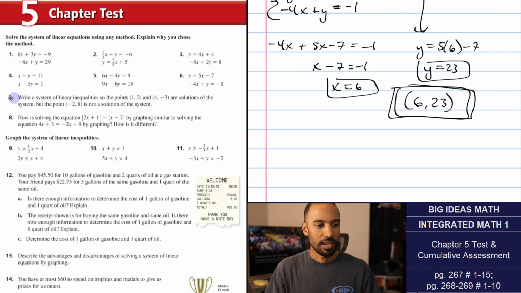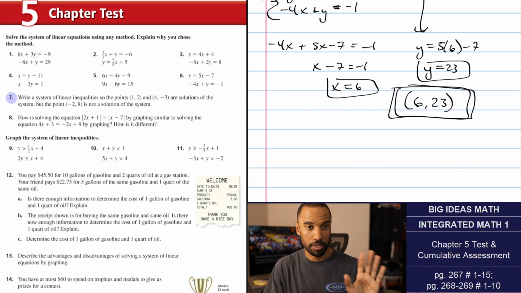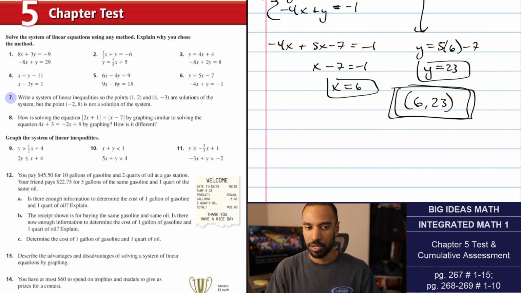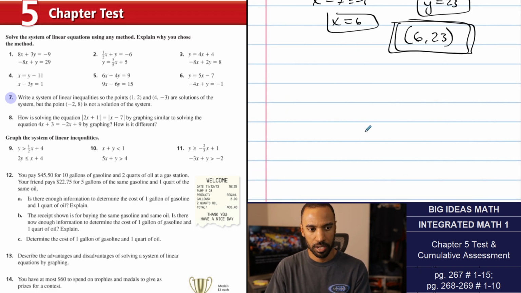Number 7, write a system of linear inequalities. This is completely unrelated. Write a system of linear inequalities so the points (1, 2) and (4, -3) are solutions. I'm going to get graph paper for this. Are solutions, and (-2, 8) is not. This is open-ended.